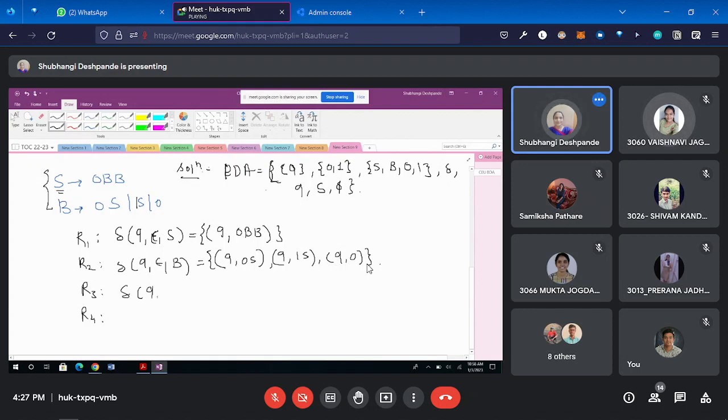So Q 0 0, which results into all terminals will be popped out because we are emptying the stack at the end. So generally it is written as Q epsilon. Generally it is written as Q epsilon.